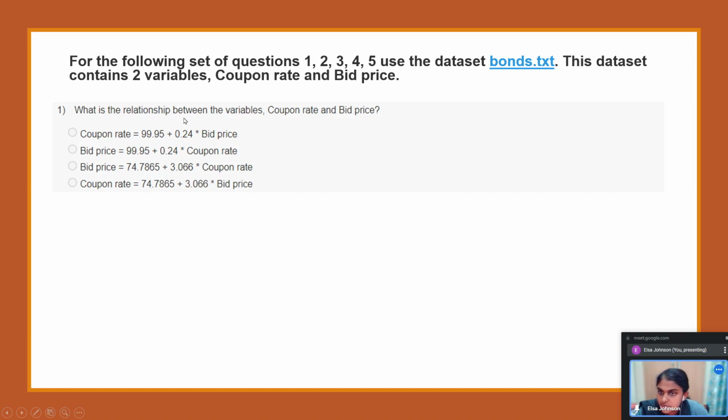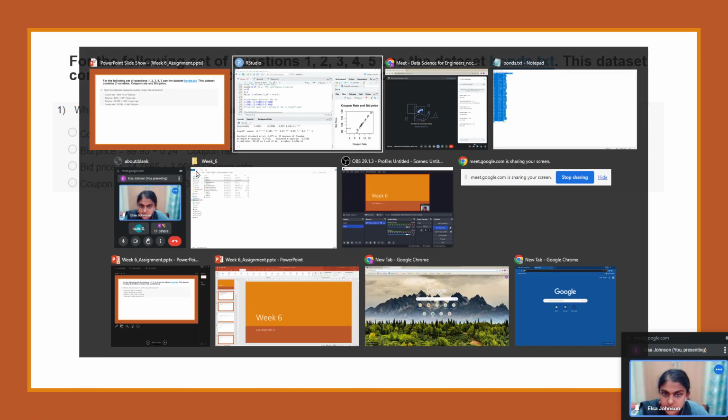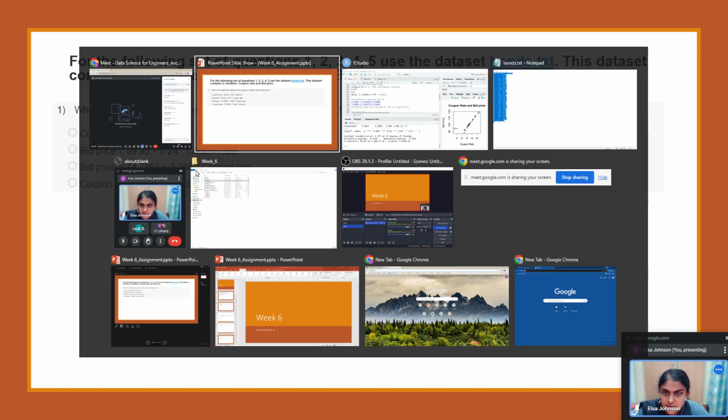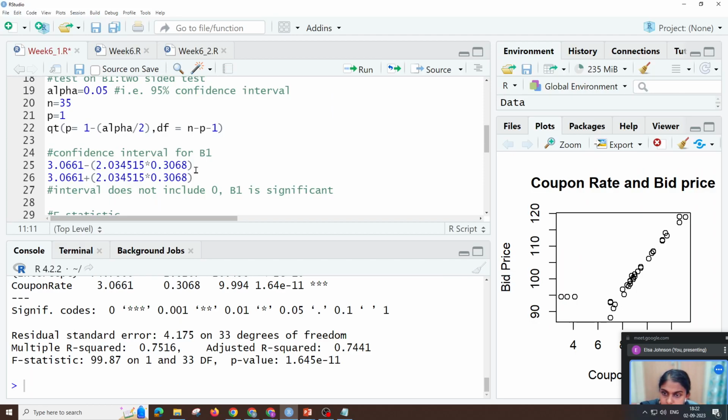So this is the question actually. What is the relationship between the variables coupon rate and bid price? So now you can tell me the answer. You have seen it right now, right? So tell me the answer for this one. If you want to check the RStudio once again, I will go to that.